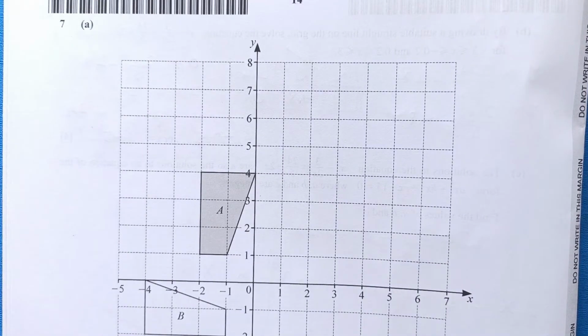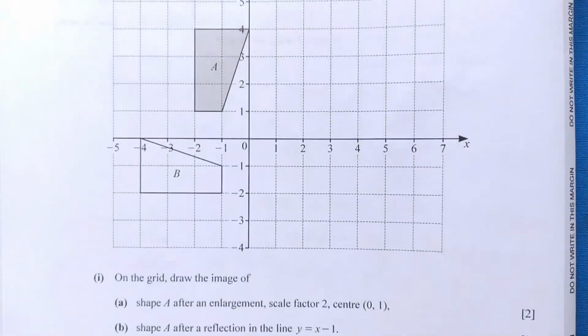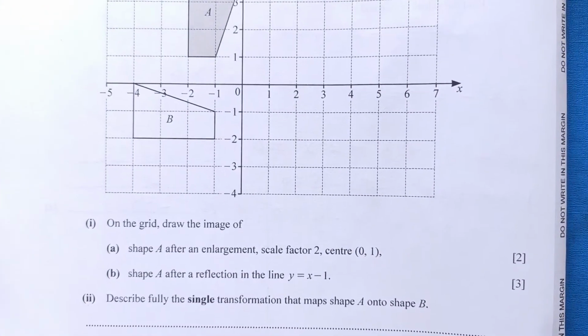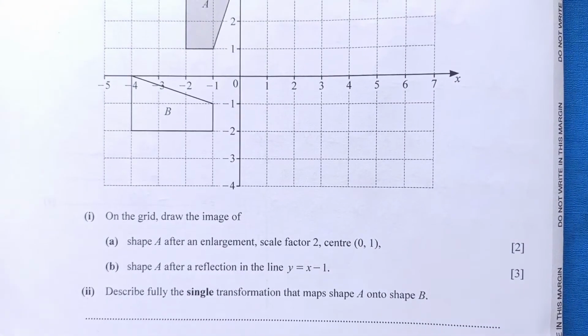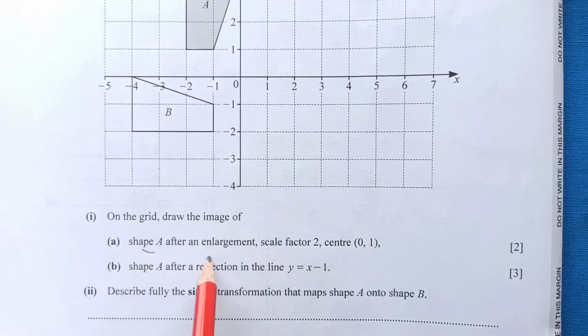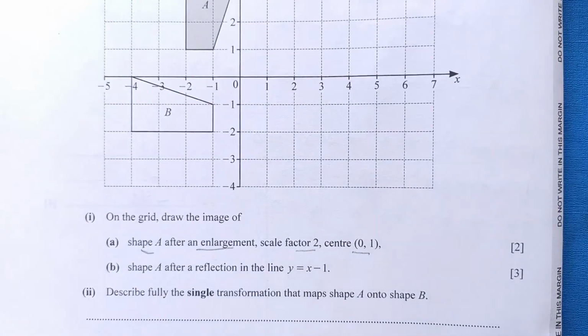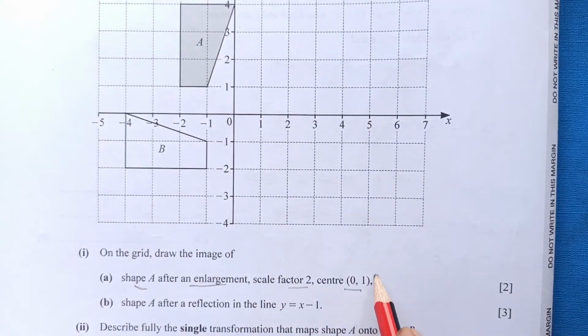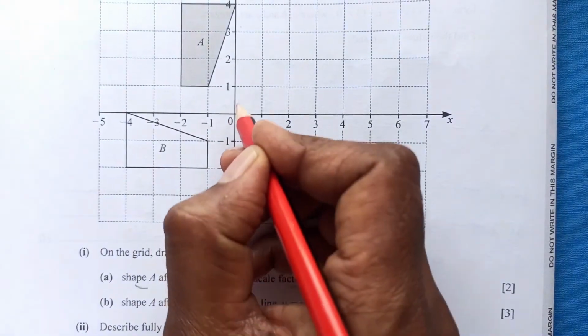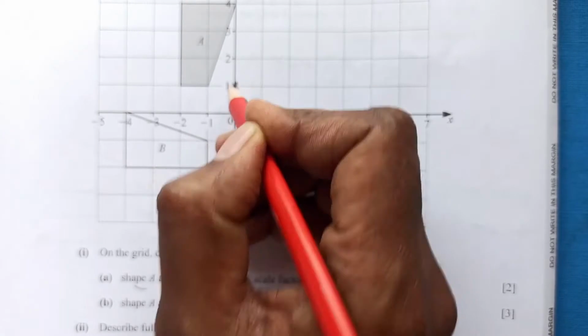Question 7, you can see we have this diagram here. Let's read the question. It's on the grid. Draw the image of shape A after an enlargement, scale factor 2 and center is 0, 1. So first we need to look for the center, which is 0, 1, 0 and 1. It's this point here, right?